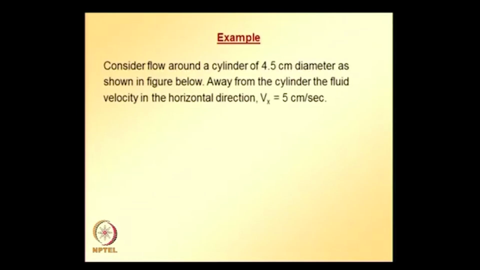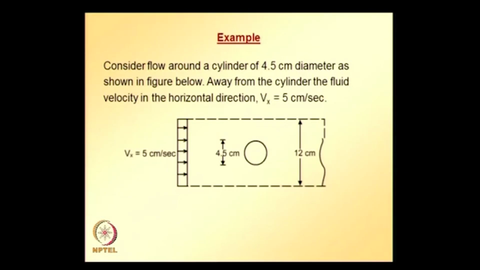Now, let us consider an example. Consider flow around cylinder of diameter 4.5 centimeters. Away from the cylinder, the fluid velocity in the horizontal direction is Vx is equal to 5 centimeter per second. So, this is the problem. Vx is specified, Vy is equal to 0. The diameter of a cylinder is given as 4.5 centimeters, and total width of flow is given as 12 centimeters.